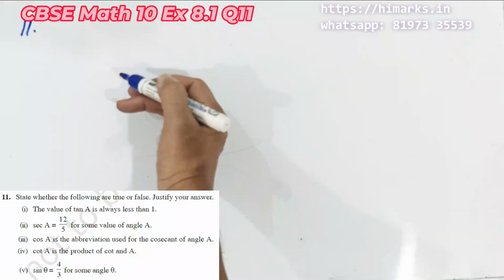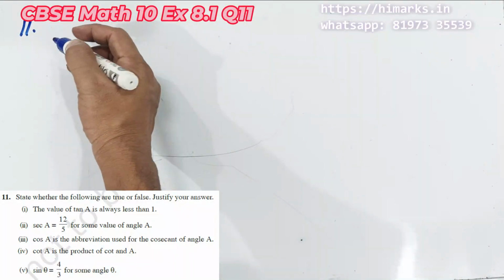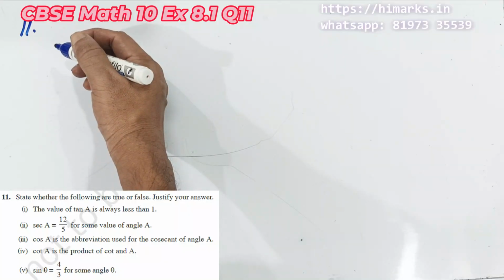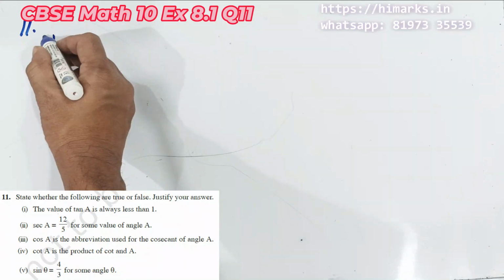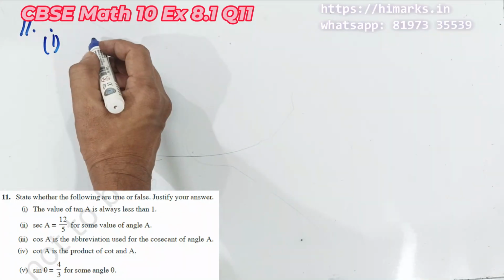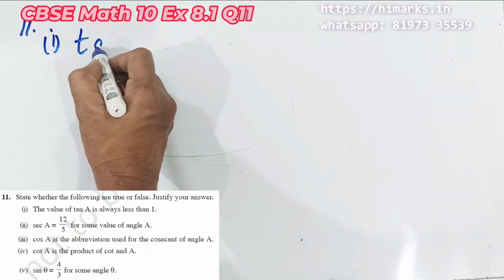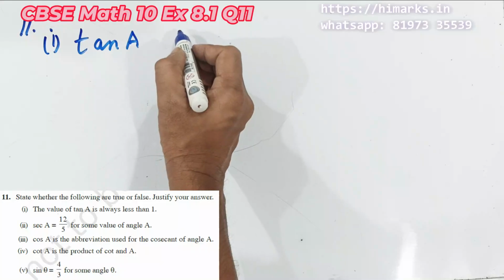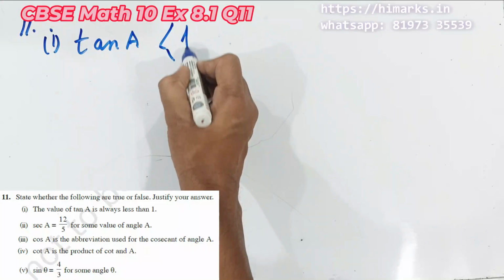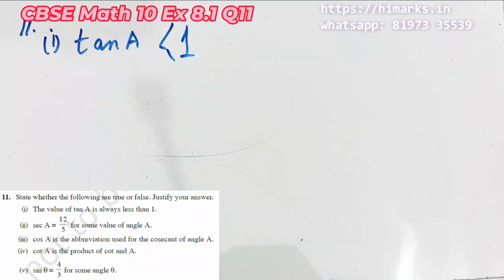So, question number 11, first statement. Here you have to justify your answer in terms of true and false. The first one is: given that the value of tan A, is it always less than 1? Okay, this is the statement: tan A value is always less than 1.